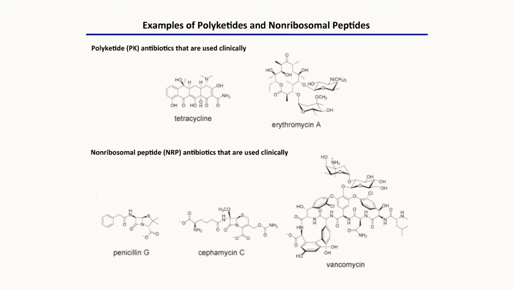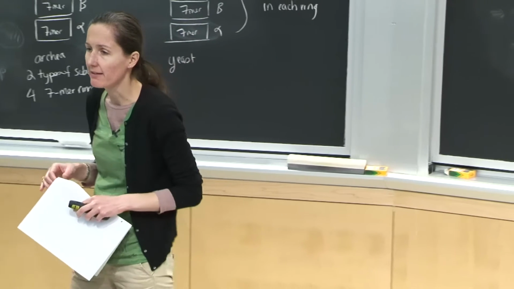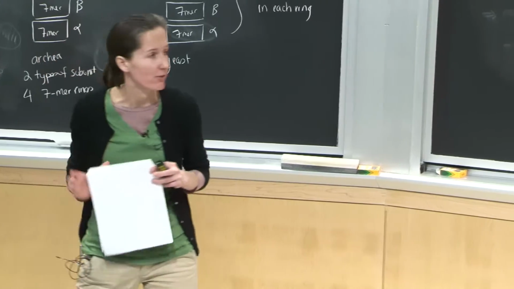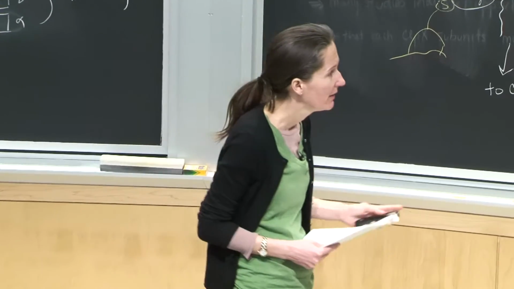So what do some of these structures look like? Here are just some examples on the top of polyketides, two examples. They look very different at first glance, and they are. We have tetracycline, with four fused six-membered rings. It's an aromatic polyketide, an antibiotic. We have erythromycin here, which is a macrolide. We encountered macrolides in the translation section because they bind the ribosome, another type of antibiotic.